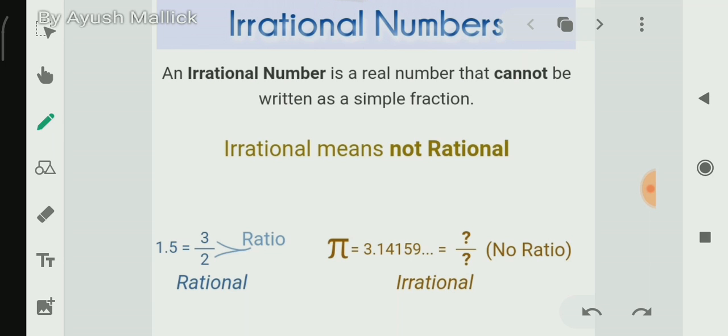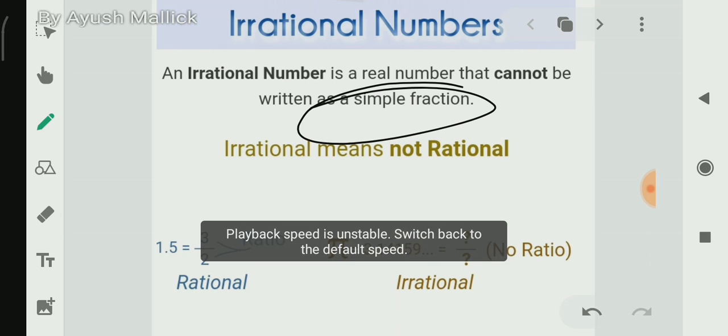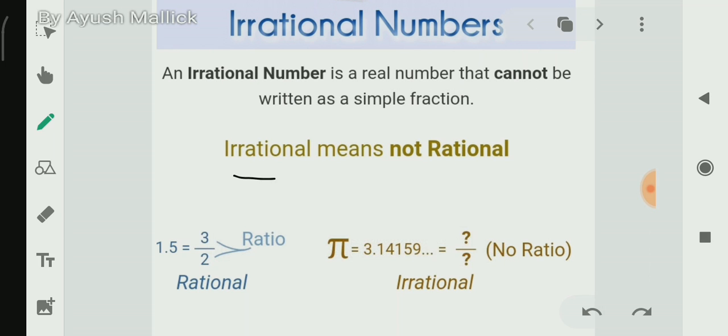In rational numbers, we saw that a rational number can be written in the form p by q, meaning in fraction form. Irrational numbers are the converse of that. They cannot be written in the form p by q or as a simple fraction. Irrational number means not rational.